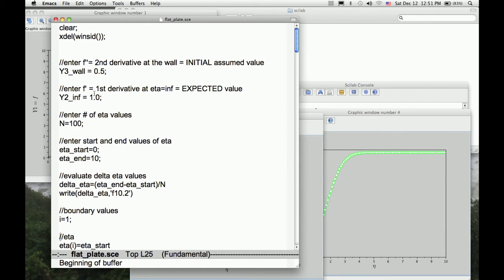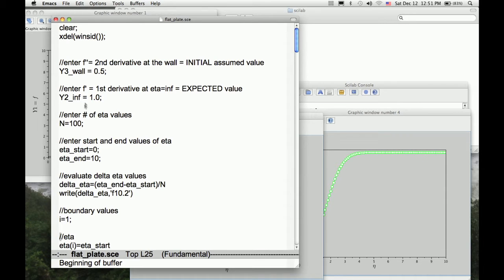Then the first derivative at eta, so now f dash. This is our boundary condition which we are using: the first derivative at eta equal to infinity. At eta equal to infinity, f dash was supposed to be 1. So, we have got that. That is the expected value. That is basically all we know, and at the wall u is 0 and v is 0.